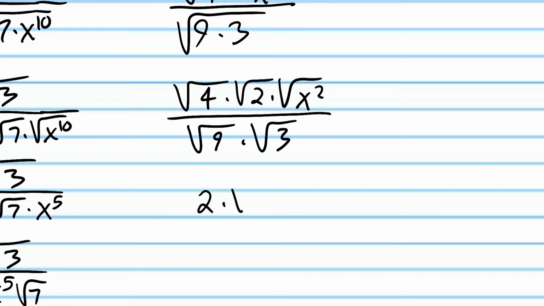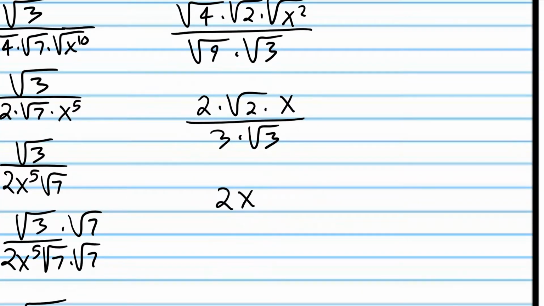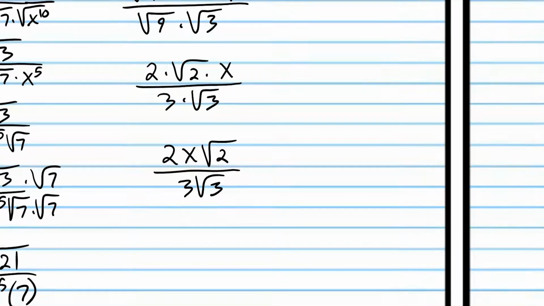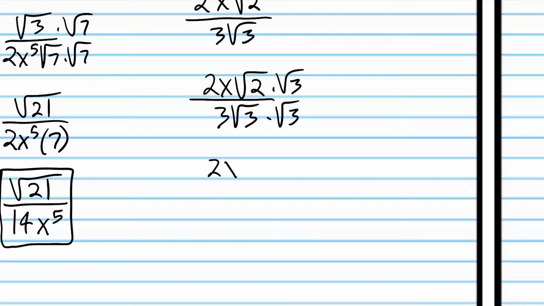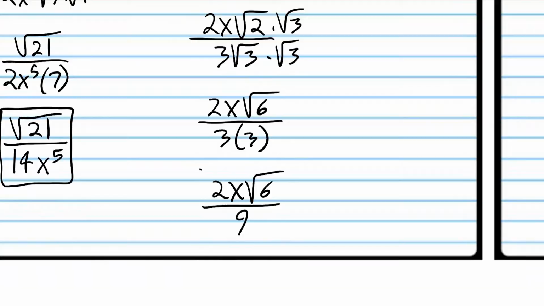Root 4 is just 2, and that's going to be x. That's going to be 3. Combine everything. We have 2x root 2 over 3 root 3. And everything looks good, but the problem is we have a root in the denominator. So now we're going to have to rewrite that and multiply both sides by root 3. And we get 2x root 6 over 3 times 3, because root 3 times root 3 is just 3. And we have 2x root 6 over 9, and that is the final answer.